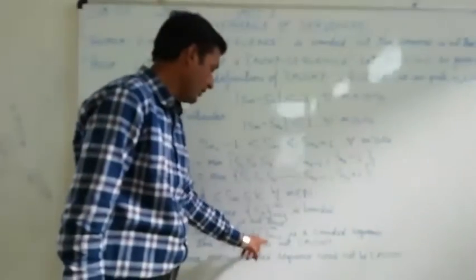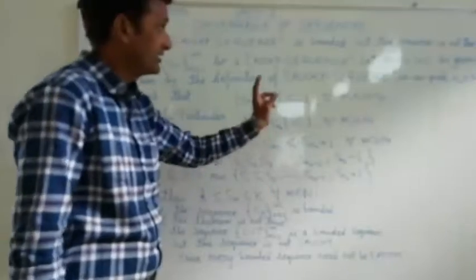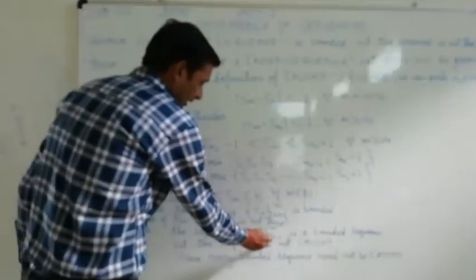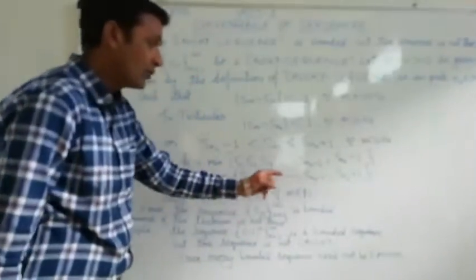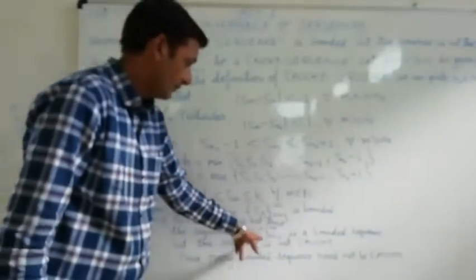What does that mean? Bounded sequence may not be Cauchy. For example, the sequence minus 1 raised to the power n, from n equal to 1 to infinity, is a bounded sequence. Of course, its minimum value is minus 1 and maximum value is plus 1 for this sequence. So it is a bounded sequence. But this sequence is not Cauchy. Hence, every bounded sequence need not be Cauchy.